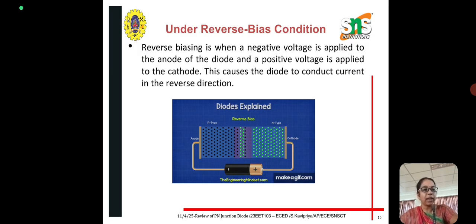And next is the reverse bias condition. In reverse bias, the negative of the battery will be connected to the anode and the positive will be connected to the cathode. So negative to positive, positive to negative connection. Here the force of attraction will take place. The positive of the battery will attract the electrons and the negative of the battery will attract the holes. So the depletion region between the P and N type layer will become more widened. Since the layer is widened, the combination of electrons and holes will not take place and results in no flow of current. This happens in the case of reverse bias.